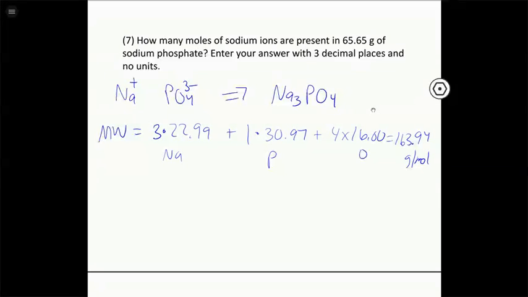So that's going to help us when we're trying to convert into the moles of sodium ions. So let's go ahead and set up the problem now that we have all the numbers we need. So we're looking for moles of sodium ions, which is Na+. So we have 65.65.